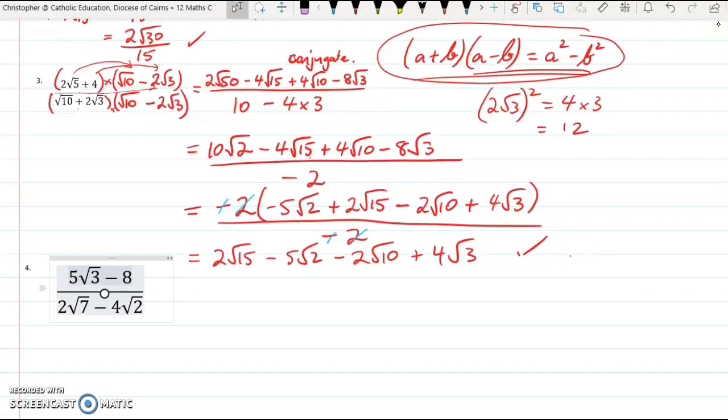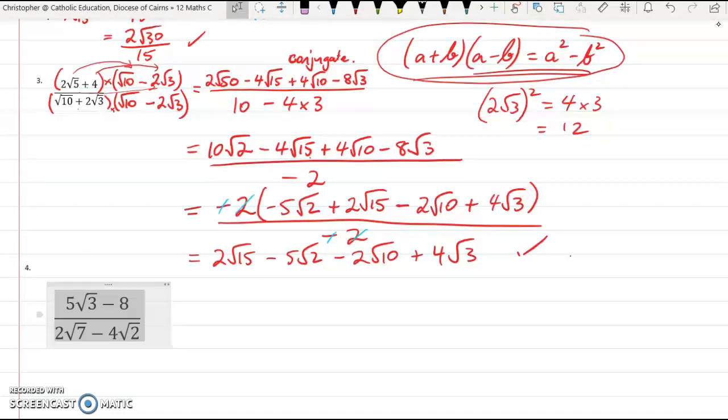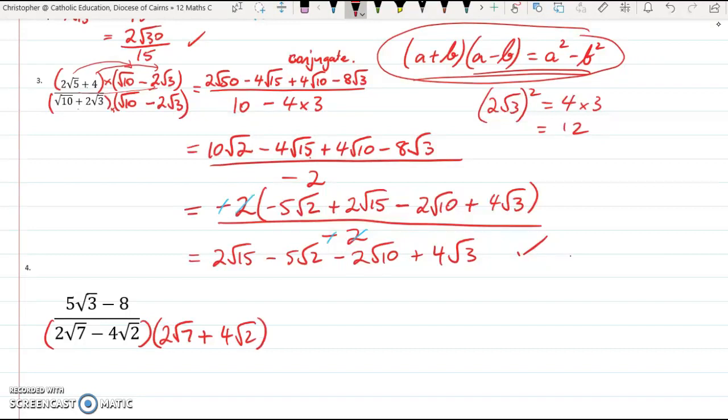Okay, let's look at this last one. Same thing, I'm going to multiply by the conjugate. Okay, so before we had a plus, this time we've got a negative, so we're going to go 2 root 7 plus, though, 4 root 2. Whatever you do to the bottom, you do to the top. So 2 root 7 plus 4 root 2.